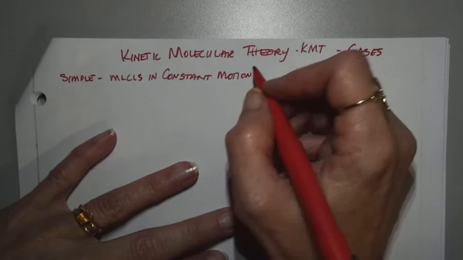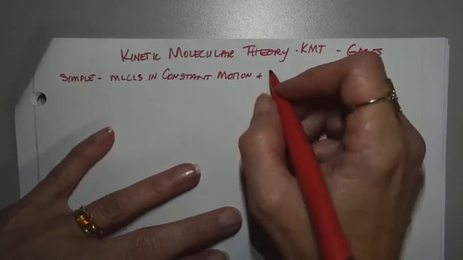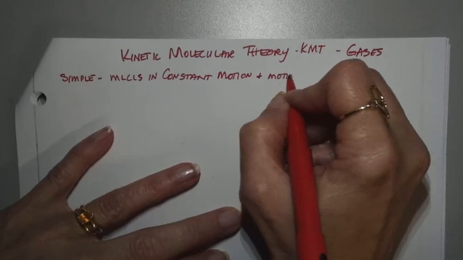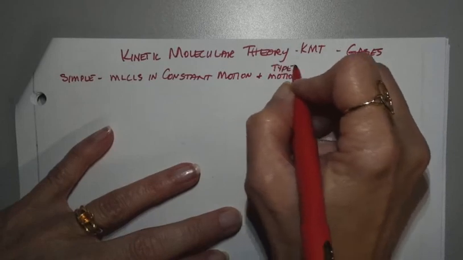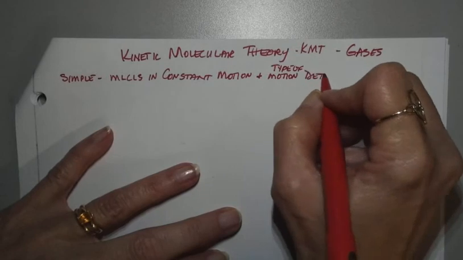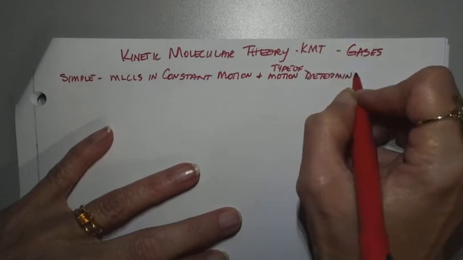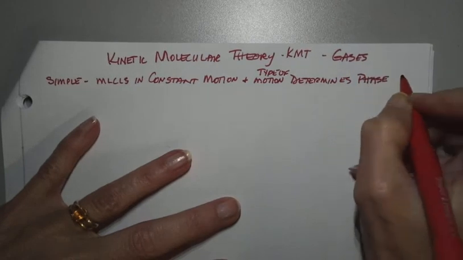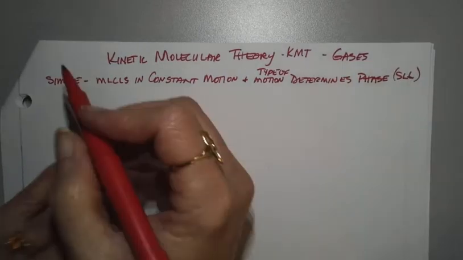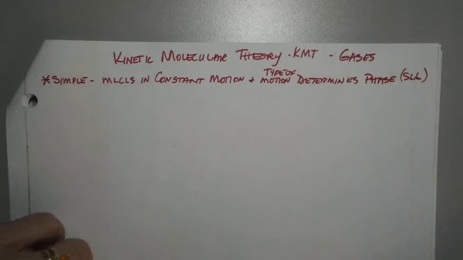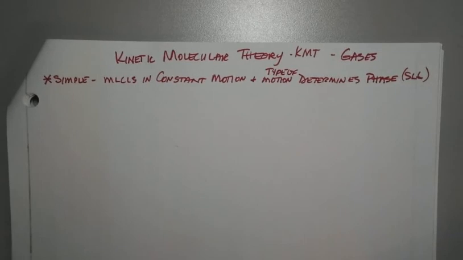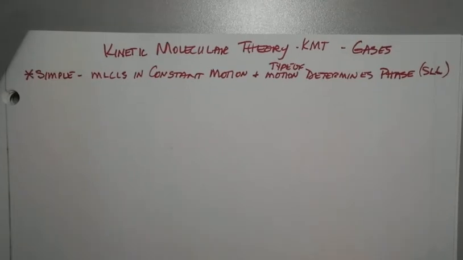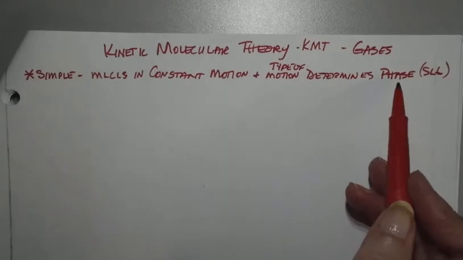And the type of motion determines the phase. Remember, that's solid, liquid, gas, SLG. So this is the simple form of the kinetic molecular theory.